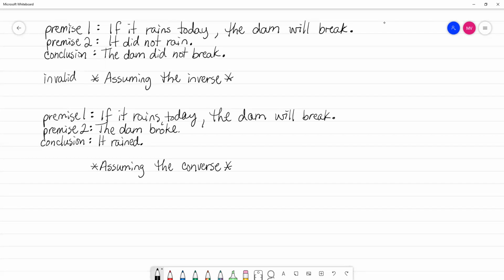So we are assuming that if the dam breaks, that means it rained. But something else could have made the dam break. It might not have rained. So the only thing that we can gain from our first premise, if it rains today, the dam will break, is that it rained. Therefore, your correct conclusion is the dam broke. But assuming the converse is invalid, just like assuming the inverse is. Okay, can we see that?